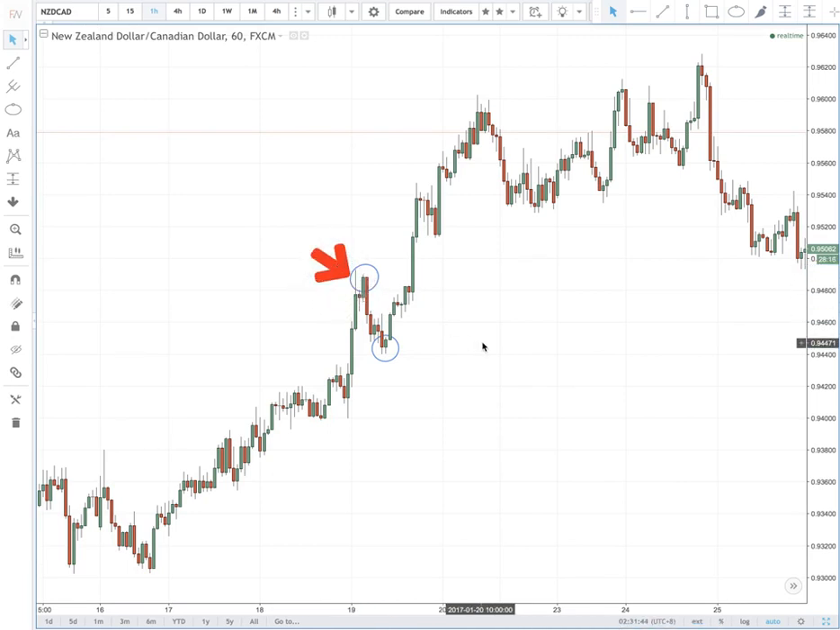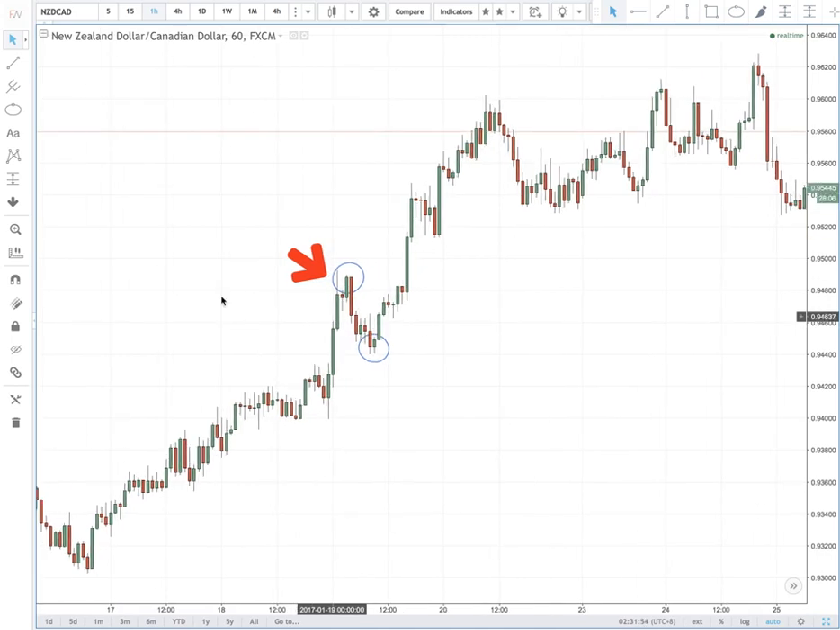Remember going back to our mastering price action pieces: don't forget the knowledge of what the big boy is trying to do. If your big boy is running from here to here, and then he pulls back from here to here, he's still got power because overall he's maintaining ground. This is very important.